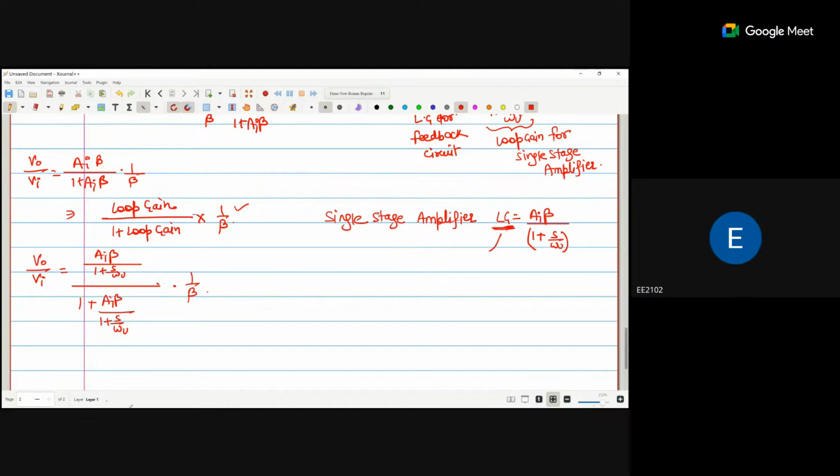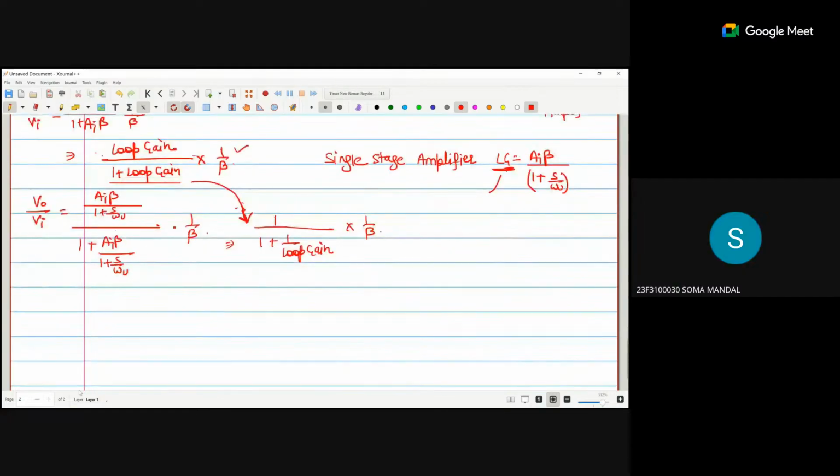Now if I divide with the Aβ, or I can simplify that one also. If I take a common loop gain from the denominator, both will be cancelled out. So 1 upon 1 plus 1 upon loop gain, multiplied by 1 by β. From this I can directly write the closed loop transfer function for the single stage, for the single system.